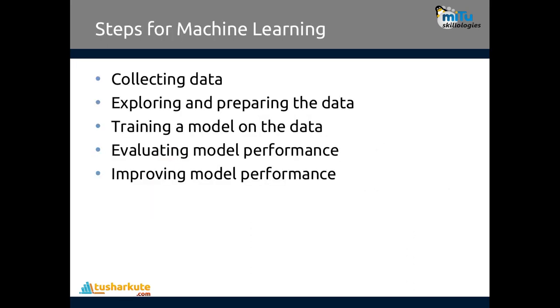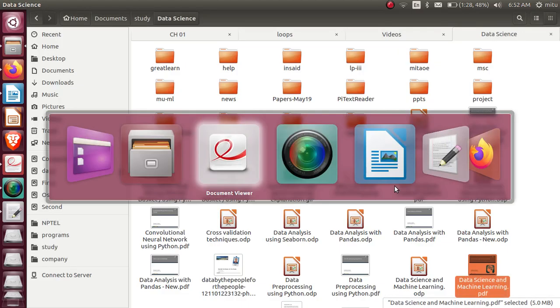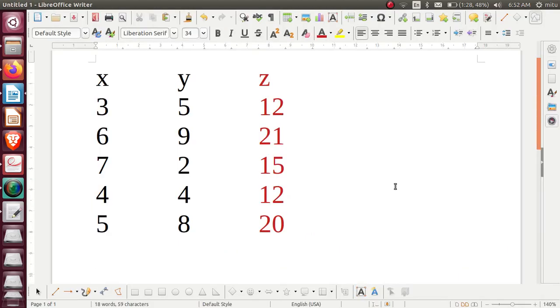So some steps of machine learning are there. Before that, I'll show a simple example of machine learning techniques. Let's take this example shown here. X and Y are the input and Z is the output. It identifies that when X was 3, Y was 5 and Z is 12. So what relation do the X and Y inputs contain so that Z is calculated?